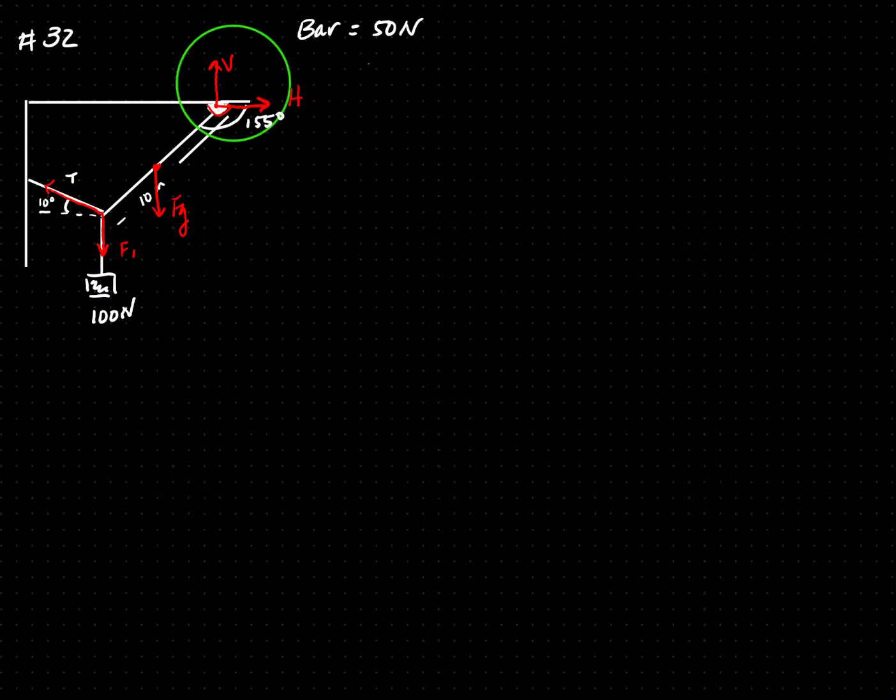So now I write a sum of torque equation. Sum of torque is going to be the torque of F1 plus the torque of the weight plus the torque of the tension plus the torque of the pivot. This has to be equal to 0.